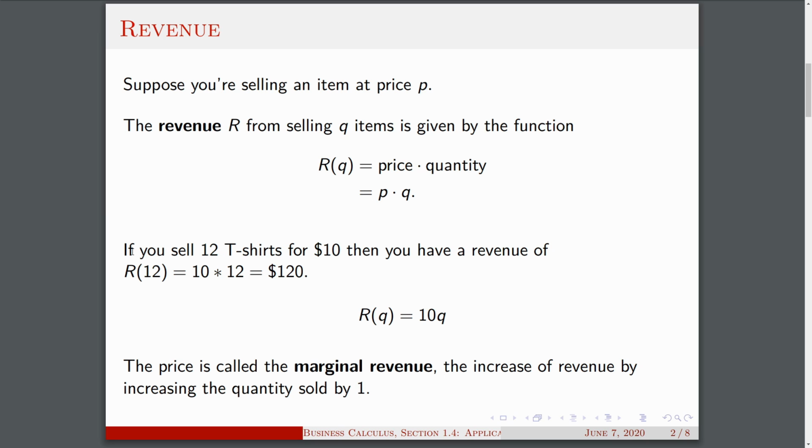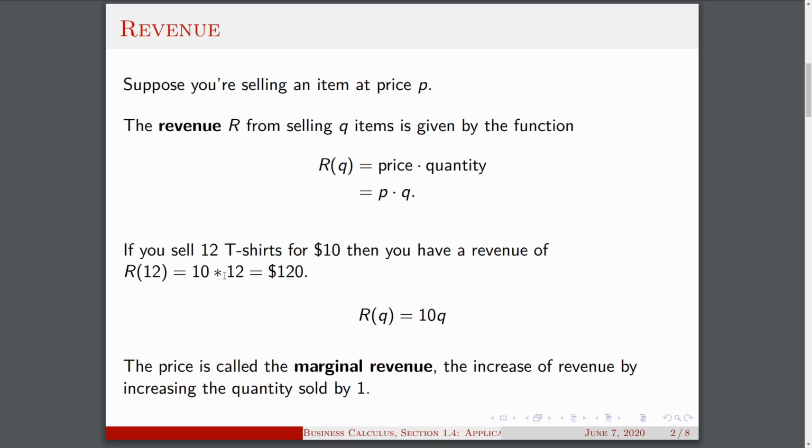So for example, if you're selling t-shirts, you sell 12 of them for $10, then you just multiply that price and quantity together to get the amount that came in, which is $120. Normally, we think of this function as a function of the quantity that you sell, and we keep the price fixed. We vary the quantity normally. Not always though. Sometimes we think of it as a function of the price, but the way it's set up here at least, it's a function of the quantity.